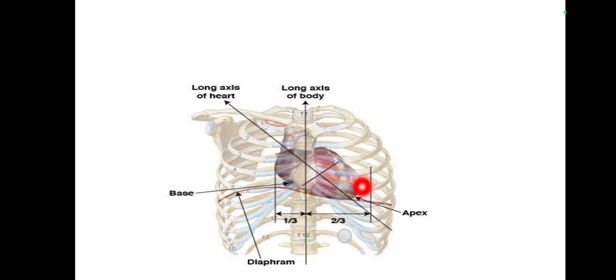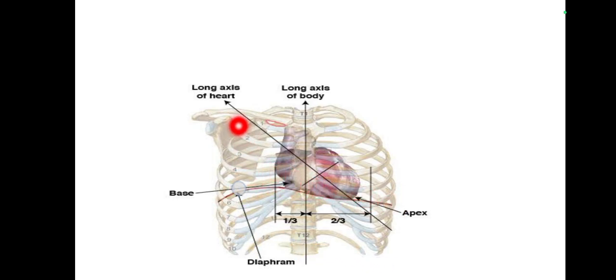So we can see it is situated in the chest wall in between two lungs. On both sides there are two lungs, and in between them the heart is situated, slightly left sided from the sternum. And we can see that this is the apex of the heart and this is the base of the heart.